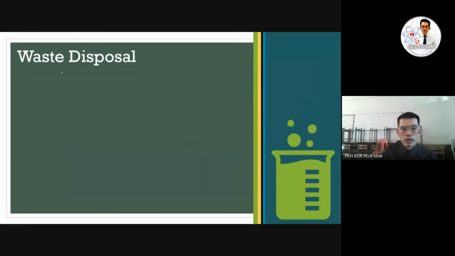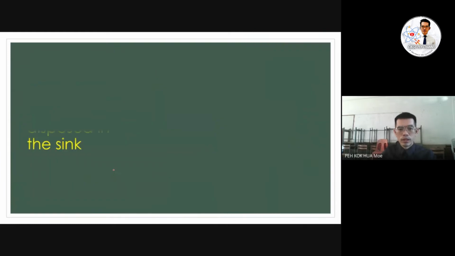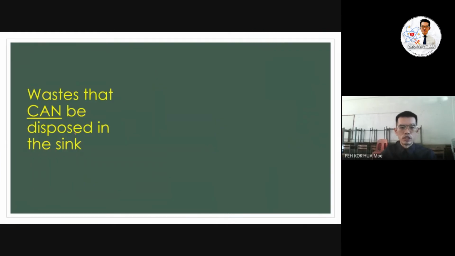Okay, so here the waste can be divided into 2 groups. One can be disposed into the sink, and another one cannot be disposed into the sink. At this part you have to know how to differentiate the chemicals which you can straight away throw into your sink, and those which cannot. So let's see what waste can be disposed in the sink.